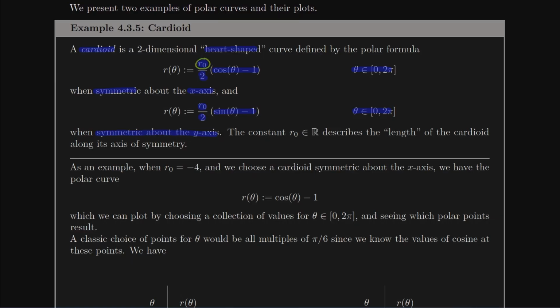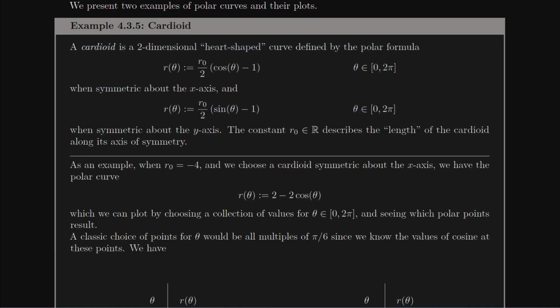And this r naught that's showing up in both of them describes the length of the cardioid along its axis of symmetry. So if you were to calculate how wide the specific heart-shaped curve is along the axis of symmetry, that's what r naught is going to be. So look at an example: maybe let r naught be 4, and let's say we want to be symmetric about the x-axis. So we're going to use the cosine version and make r naught equal to 4. Distribute, well, negative 4 over 2 happens to be negative 2. So if I distribute negative 2 to both terms, I'll end up with r of theta is 2 minus 2 cosine of theta.